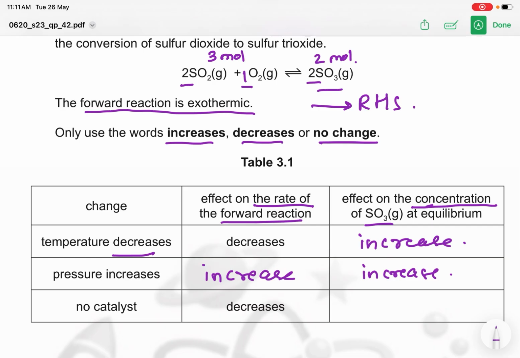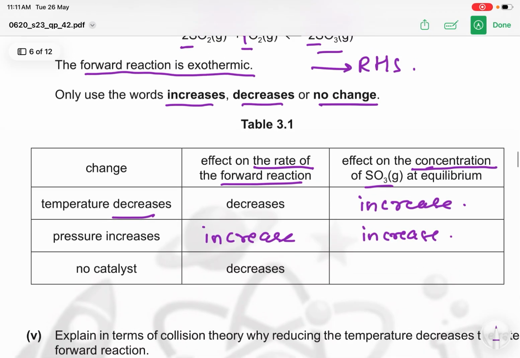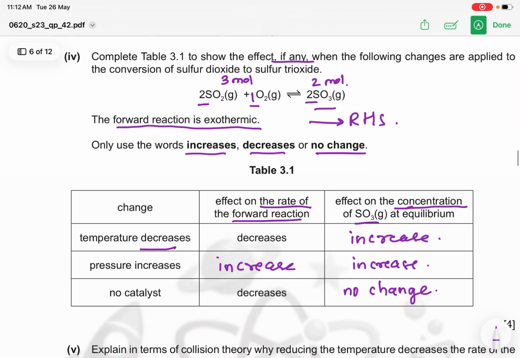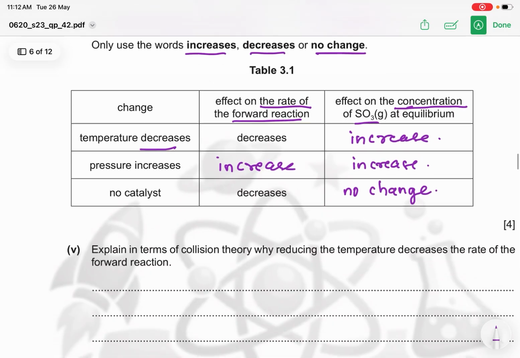Next, in case of catalyst, now catalyst has an effect on rate of reaction. So if there is no catalyst, definitely the rate of reaction will decrease, but in case of equilibrium, there is no change. Catalyst does not increase or decrease the concentration, or change the shift of the equilibrium. Okay, catalyst only and only helps to increase the rate of reaction.